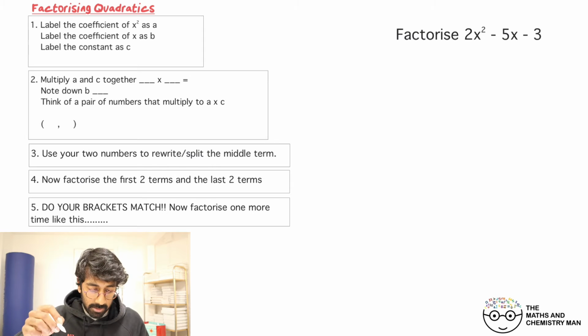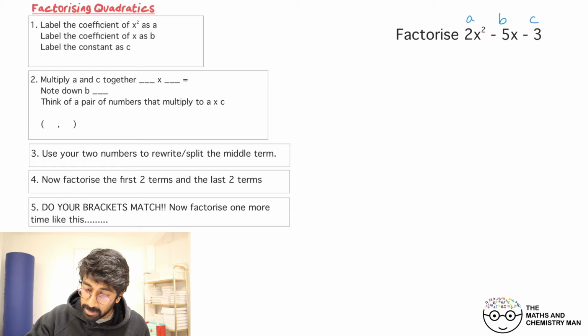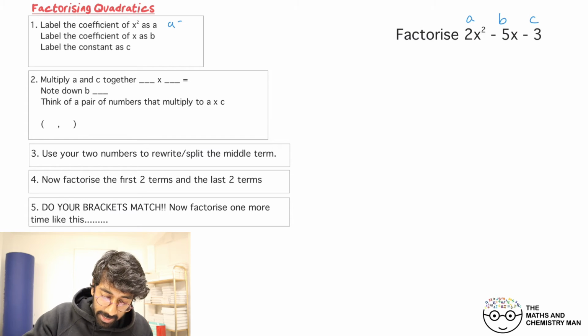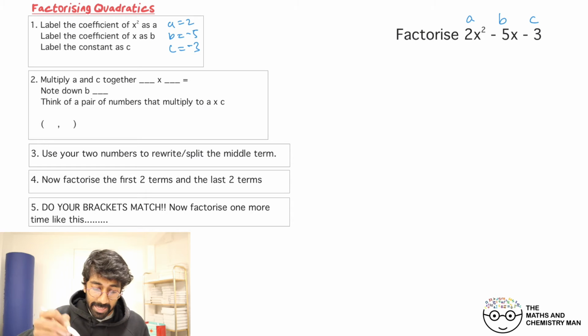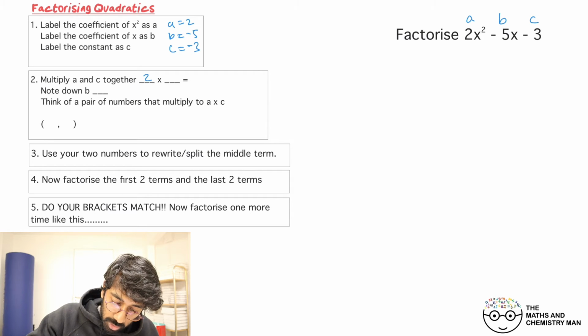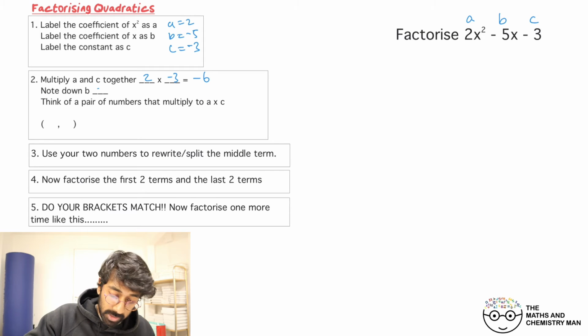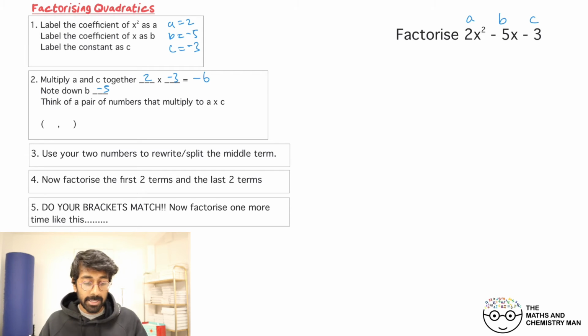Let's get through this. So we'll start again by doing some labeling. A, B, and C. So this time A is equal to 2, B is equal to minus 5, and C is equal to minus 3. Multiply A and C together. So we've got 2 times minus 3, which is minus 6. And note down what B was. B was minus 5. So what do we do now?